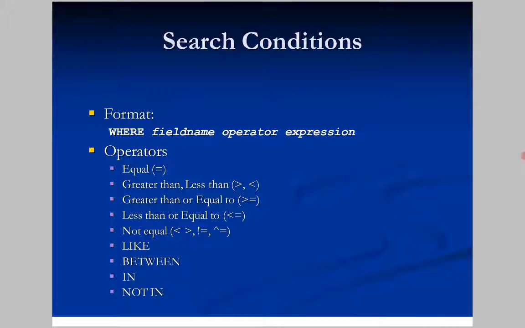So what is the WHERE clause? The WHERE clause is used to give some condition. Generally the WHERE clause is used to give conditions in all the SQL commands. So what is the syntax of the WHERE clause? WHERE some condition. What is a condition? WHERE some field name or column name, operator, expression. So what are the different types of operators? Equals to, greater than, less than, greater than or equals to, less than or equals to, not equals to, LIKE, BETWEEN, IN, like that.